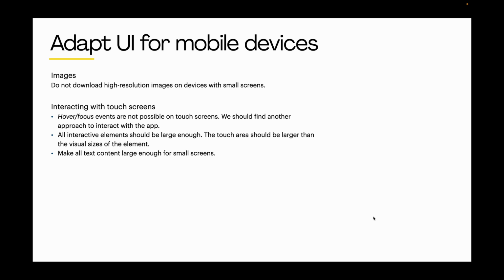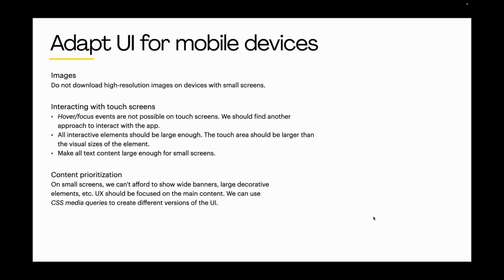Mobile devices, including cell phones, usually have touch screens. While this offers certain possibilities, it also presents limitations. Hover and focus events are not possible on touch screens, so we must find alternative ways to interact with the app. All interactive elements should be large enough to ensure the touch area is bigger than the visual size of the element, and text content should also be large enough to be readable on small screens.